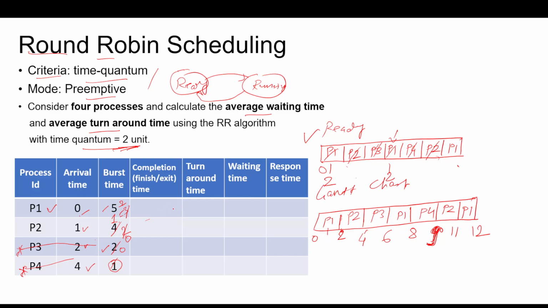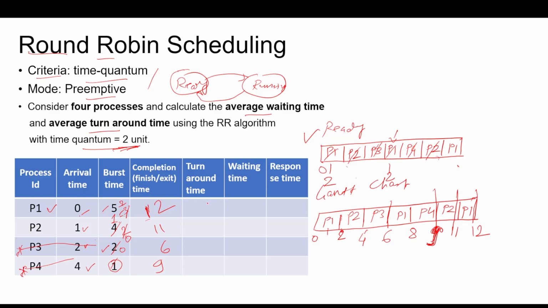You can see completion timing. P1 is completed at last, at the 12th unit. P2 is completed at the 11th unit. You can see here at this moment P2 is executed, and at this moment P1 is executed. P3 completes execution at the sixth unit, right? So 6. When P4 is executed, you can see P4 is completely executed. So that completion time is 9.